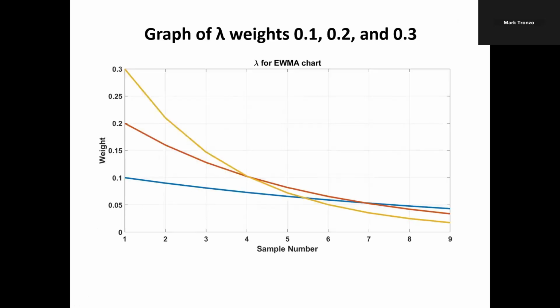Now we can sort of plot these. For example, if we choose lambda 0.1, the current sample has a weight of 0.1, and the one before that has less, as we calculated there, and then less again.